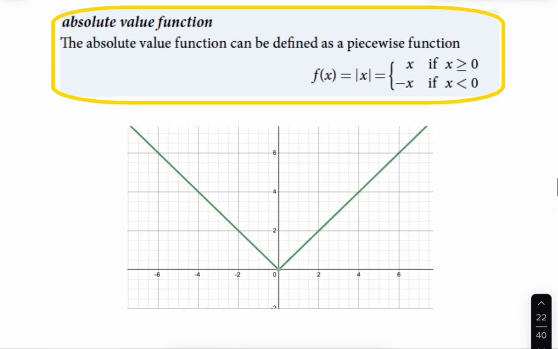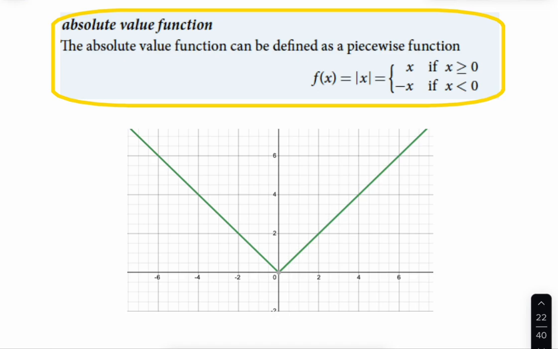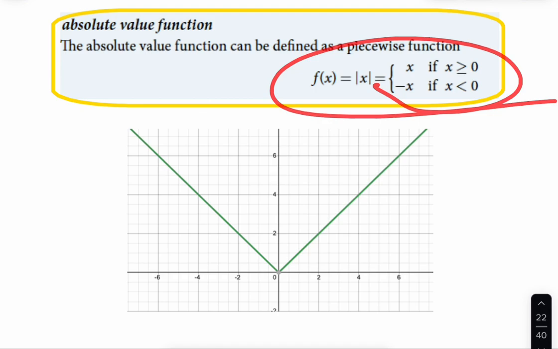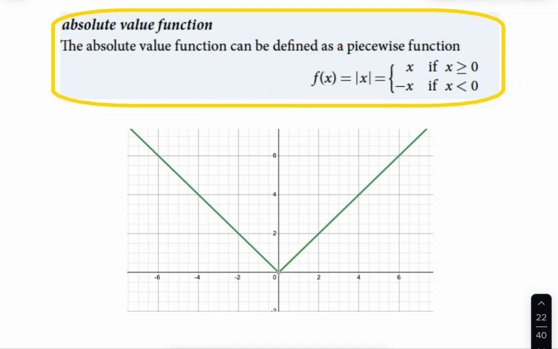So the absolute value function, remember when we learned our parent functions, is actually a piecewise function. There is a piece of it that is positive x. It's like the linear function y equals x, but it's only starting from 0 to infinity. And then the other one is the linear function y equals negative x for anything that's less than 0. So that is how the absolute value is defined.